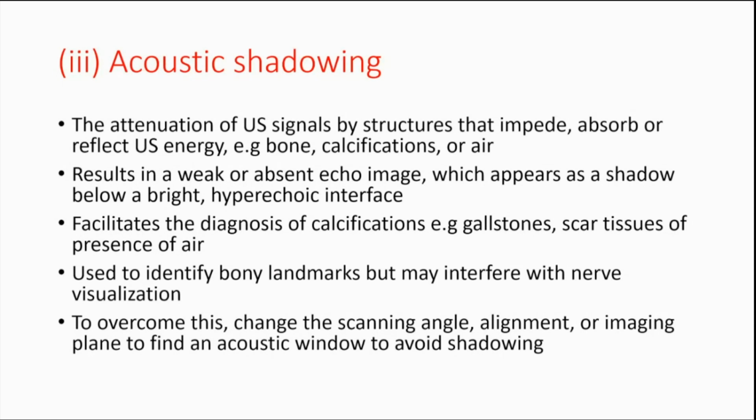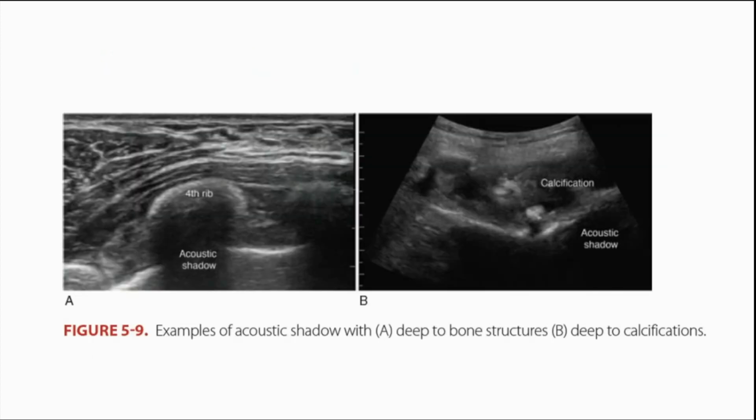and they may also be used to identify bony landmarks, but may interfere with the nerve visualization. So to overcome this ultrasound artifact, we can change the scanning angle, alignment, or imaging plane. So this is an example of the acoustic shadow. This is deep to the bone, rib, and this is deep to calcifications, shadowing under the hyperechoic structure.